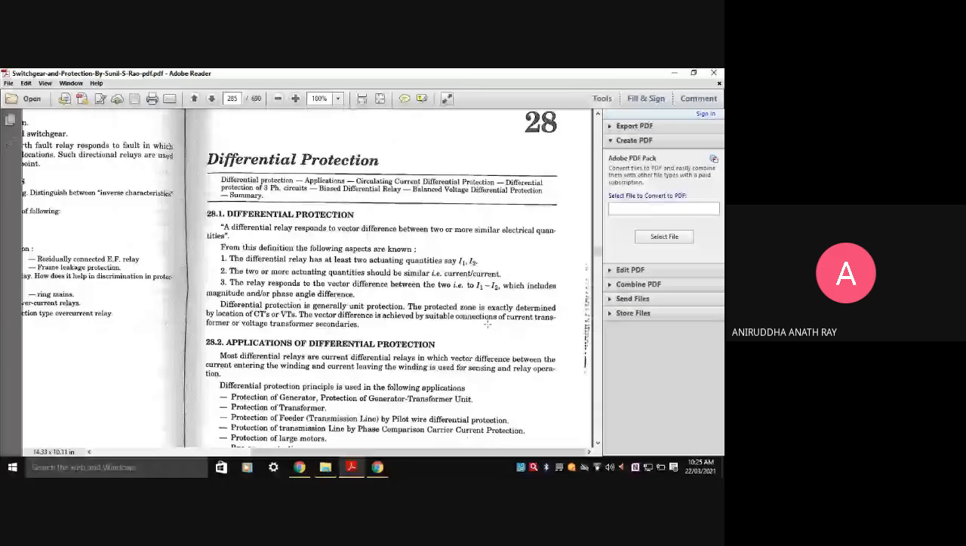Now again, differential protection is generally unit protection. The protected zone is exactly determined by the location of the CTs or VTs. I repeat, differential protection is generally unit protection. The protection zone is determined by the location of the CT or VT. The vector difference is achieved by suitable connection of CTs or VT secondaries. When I say vector difference, it can be a magnitude difference as well as a phase angle difference. That is achieved by suitable connection of current transformer or voltage transformer secondaries.